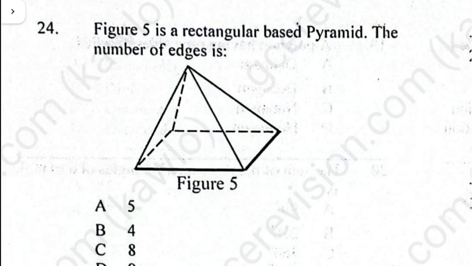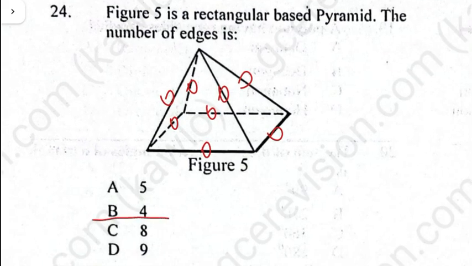So let's look at the number of edges. The number of edges represents the number of lines. So this is an edge, this is an edge, this is an edge, this is an edge, this is an edge, this is an edge, this is an edge, this is an edge. So how many of them are there all together? There are 8. Also note that if they ask for the number of nodes or vertices, these are the vertices or endpoints. It has 5 endpoints, but the number of edges is 8.